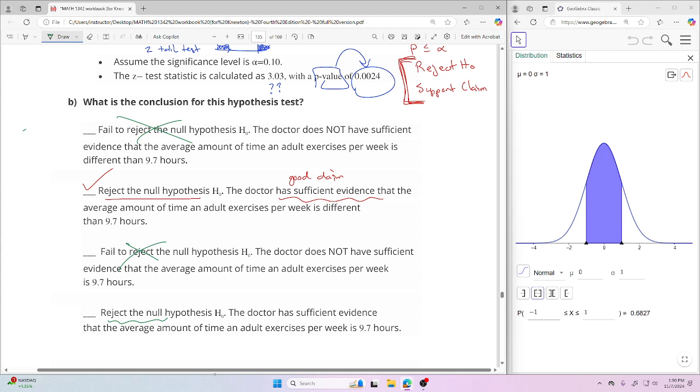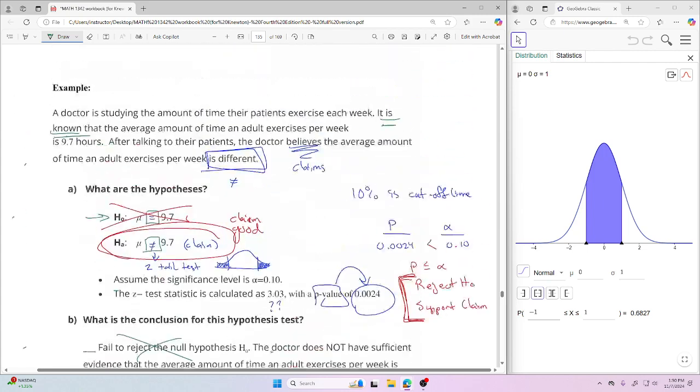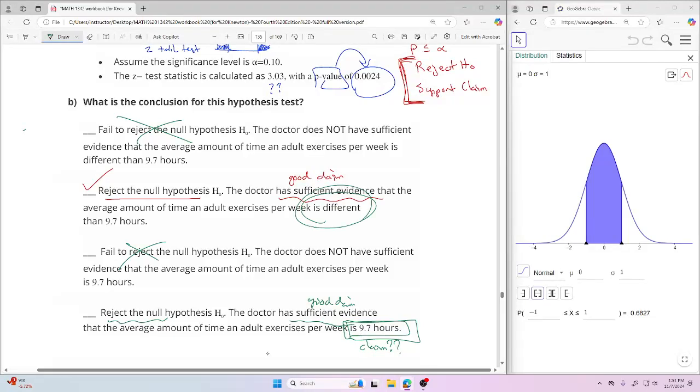And Newton's going to do this all the time. So mean. Good claim, right? And look, has sufficient evidence. Oh, that's good. That's good claim, right? But right here, do you see what they just said? Is that the claim? That it is 9 point? No. What was the claim? It's different. It's not. Exactly. Right here. There it is.